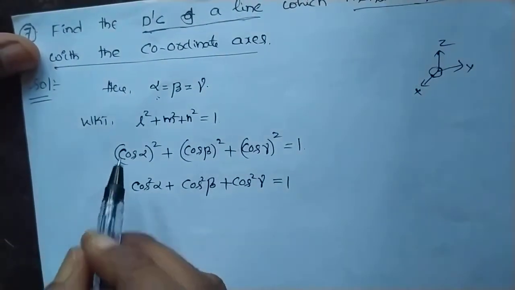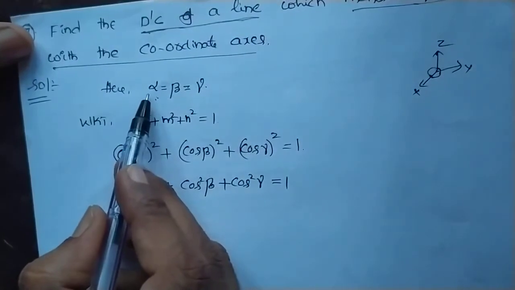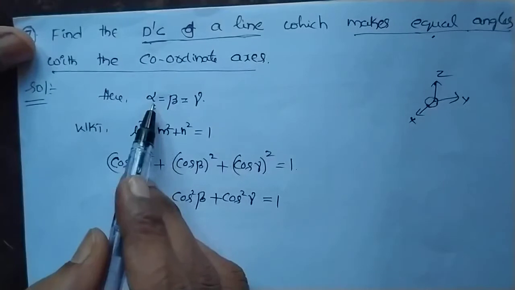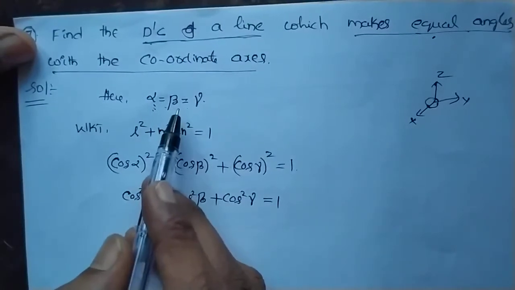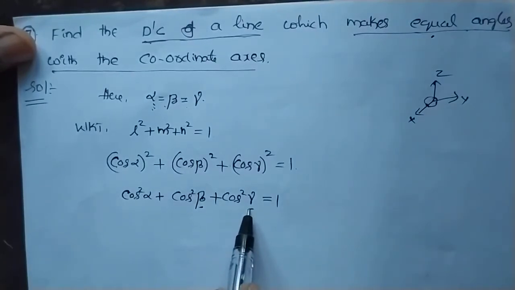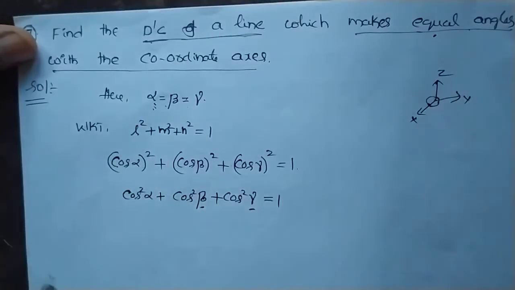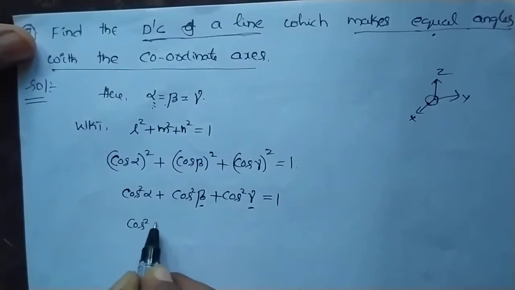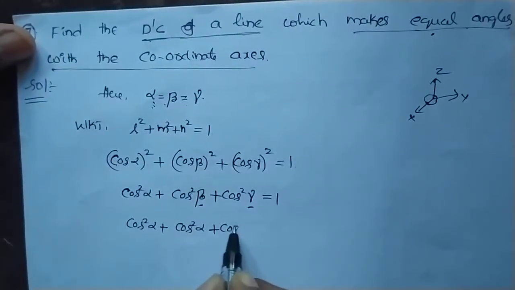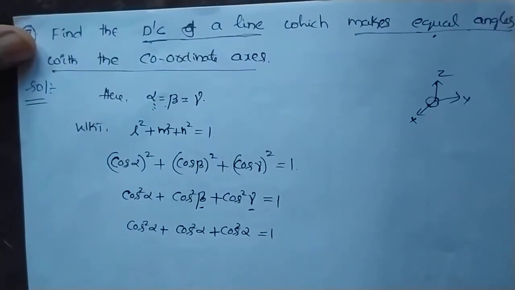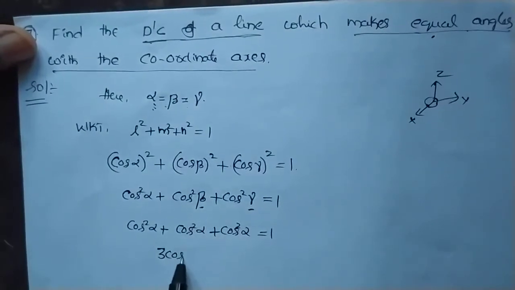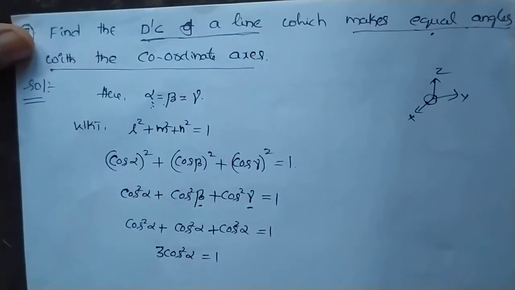Next, he said that the line makes equal angles. Equal angles means alpha, beta and gamma are equal. In place of beta and gamma I am going to substitute alpha. Then cos square alpha plus cos square alpha plus cos square alpha equals 1. So 3 cos square alpha equals 1.